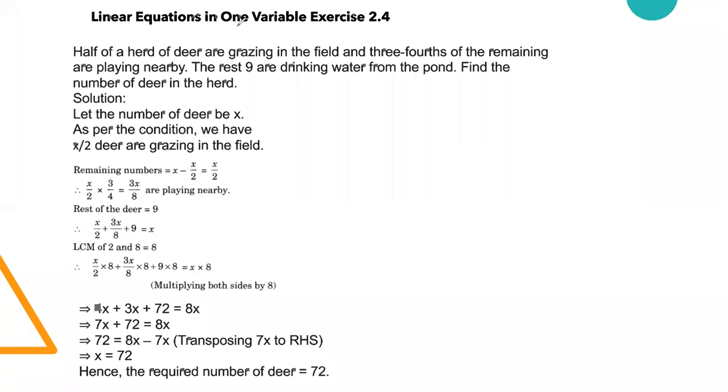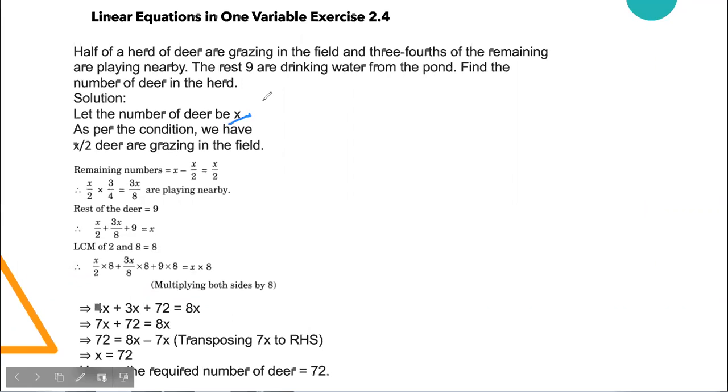Now imagine the total amount of deer in the herd, including those which are playing and drinking water, to be considered as X. Now as per the condition, half of the deer are grazing in the field. So half means 1 by 2, that is nothing but X by 2. So here we have understood that half of the deer are grazing in the field.